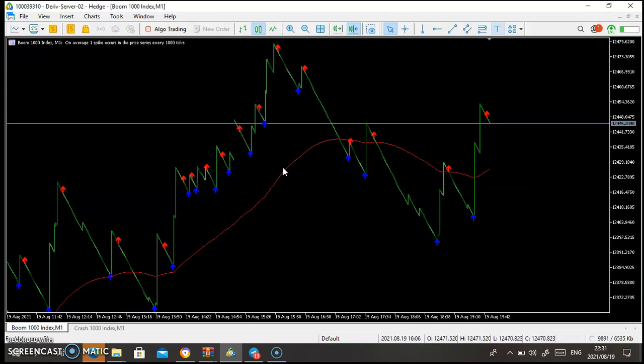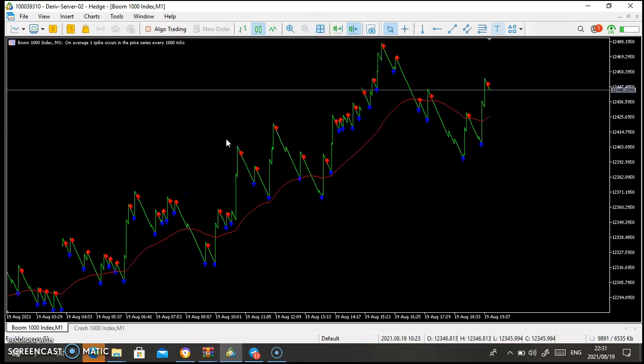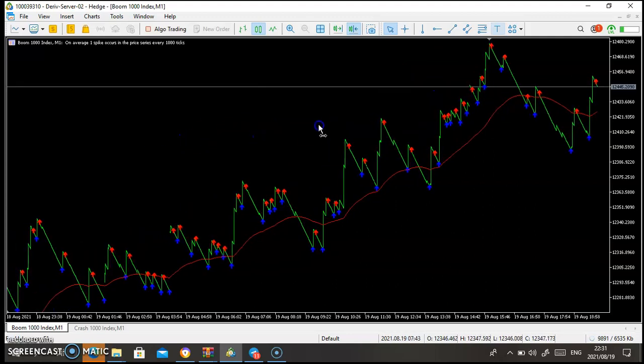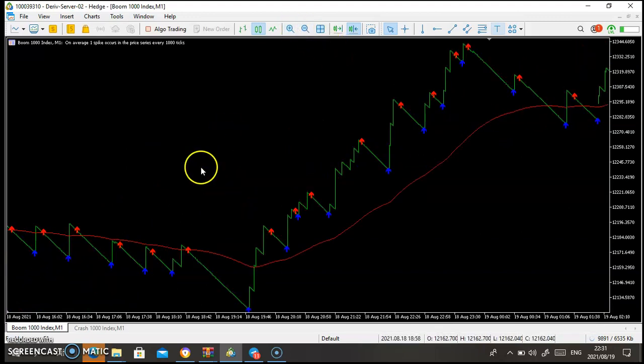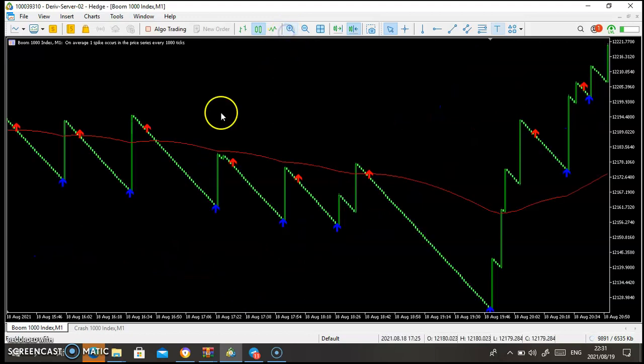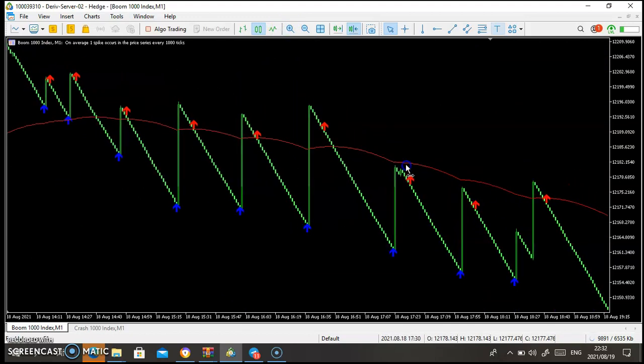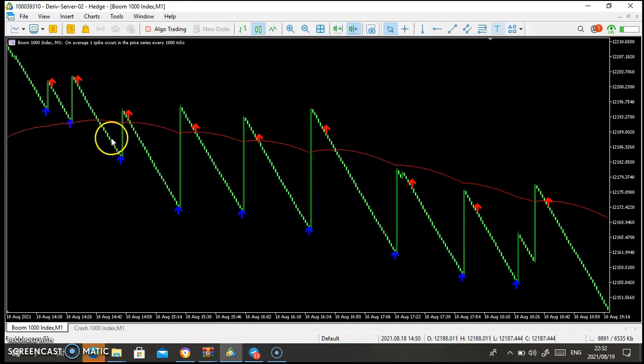So check this out. Every time price is above the moving average and it gives us spikes, it occurs, right? And you guys can see every time that it gives us the sell signal and it's below the moving average, we sell. But let me just go back to show you guys what I'm talking about. Look at this. So you guys can see that we're well below the moving average, okay?